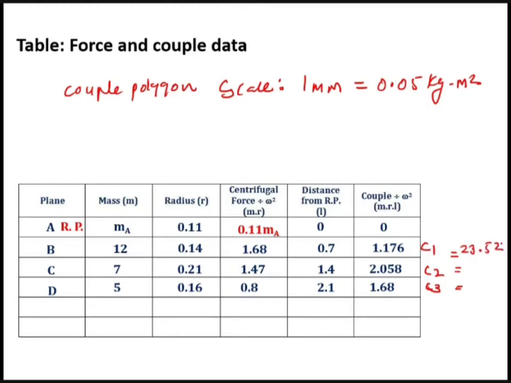Similarly, 2.058 divided by 0.05, I am getting 41.16 mm. So all these dimensions are in mm. And finally 1.68, this 1.68 divided by 0.05, I am getting 33.6. Okay. So now basically this is a triangle, so I have got all the sides of the triangle. So what will you do?